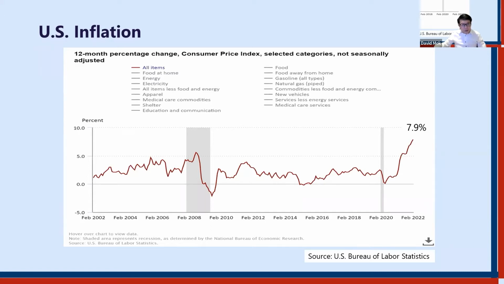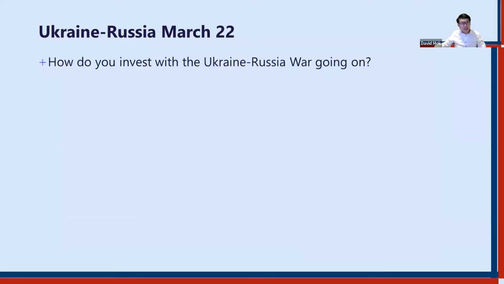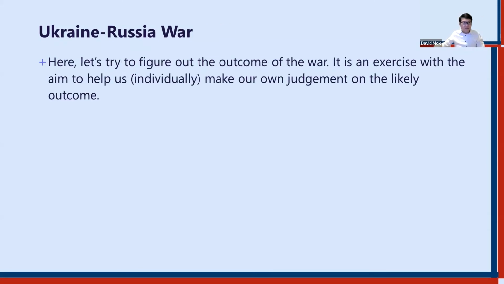Okay, so moving on, we spoke a lot about US inflation. The question now lies: how do you and I, in an informed manner, invest today as we speak? Because the Russian war is still going on. What do we do? The energy prices are up, commodity prices are up. What do we do next?